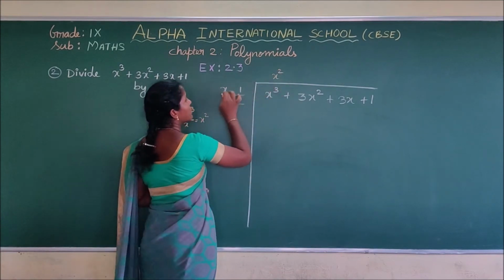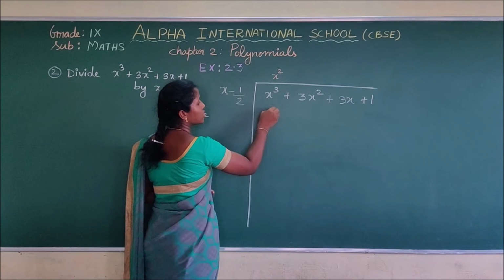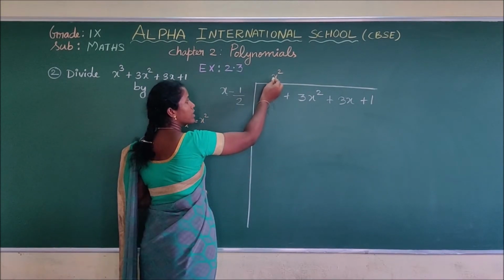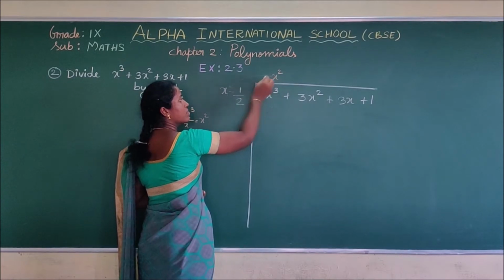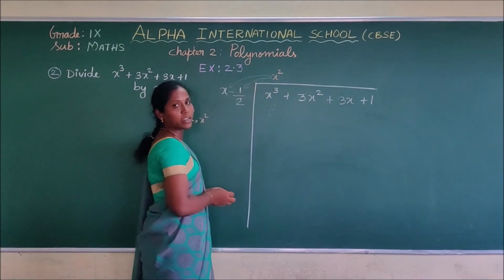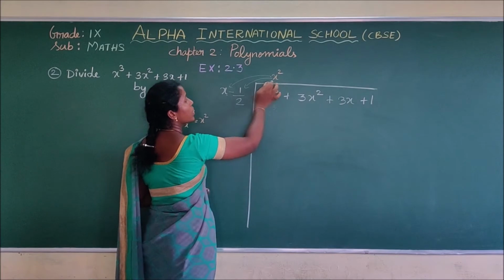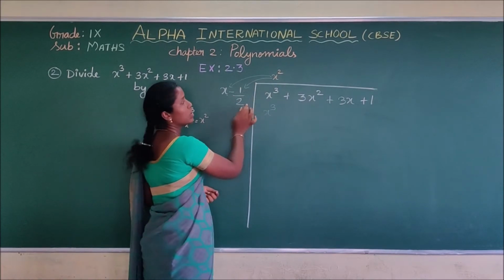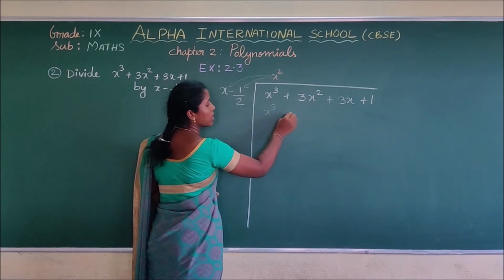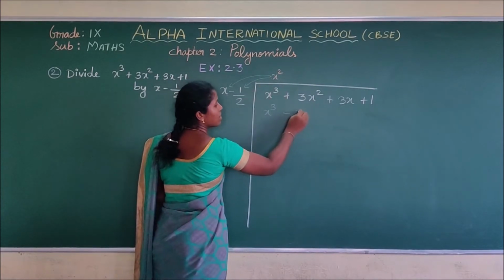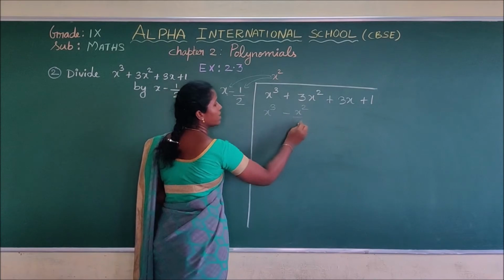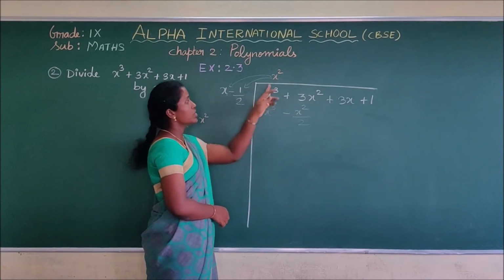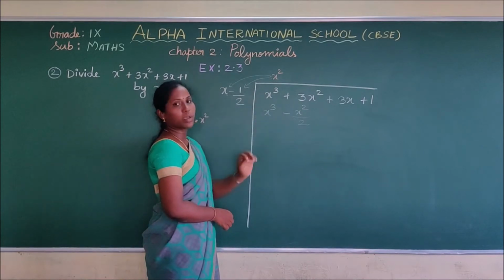So x square into x is x cube. And we have to multiply the term with the first term, also the second term. Multiply with the second term, x square into minus 1 by 2. So x square into minus 1 by 2 means we multiply x square into 1, that is minus x square, by the denominator 2. Just multiply in the normal way. So x square into 1 by 2 is minus x square by 2.